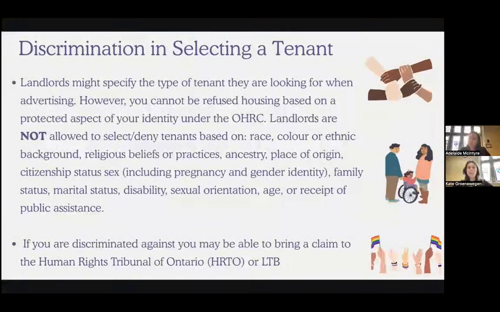If you are explicitly discriminated against, you may be able to bring a claim to the Human Rights Tribunal of Ontario. If you're having other housing issues on top of discrimination, you may also prefer to bring a claim at the Landlord and Tenant Board, which can also deal with matters of discrimination.